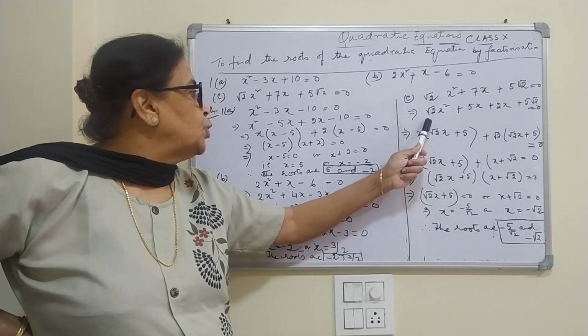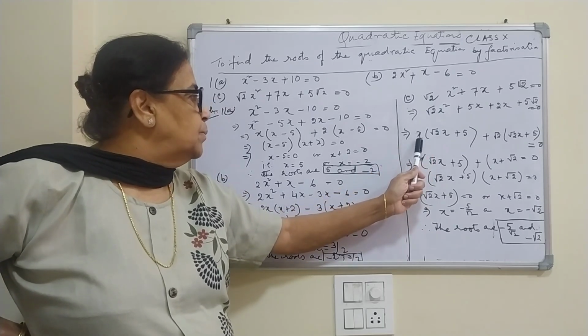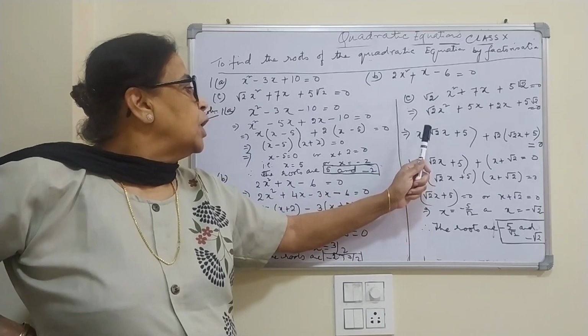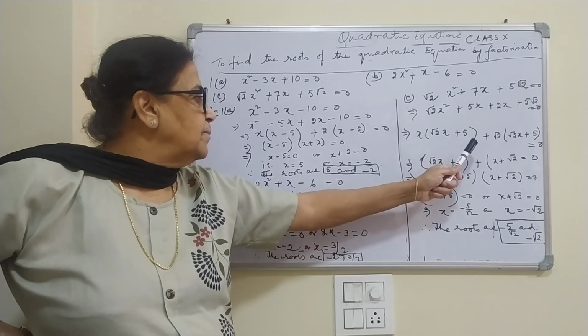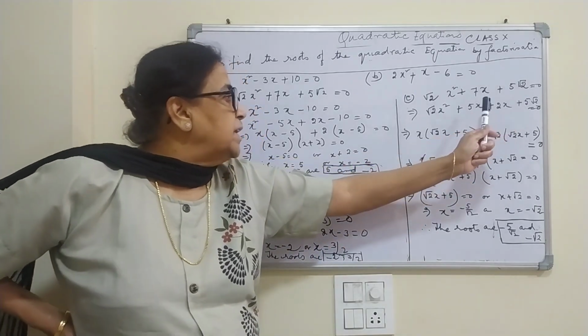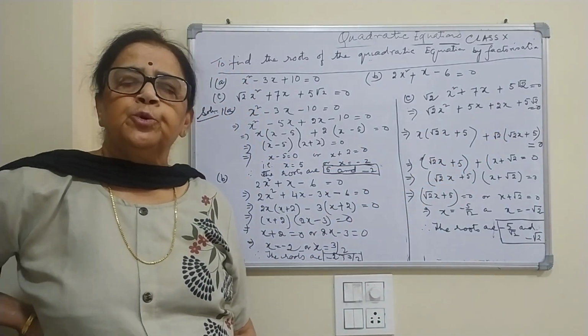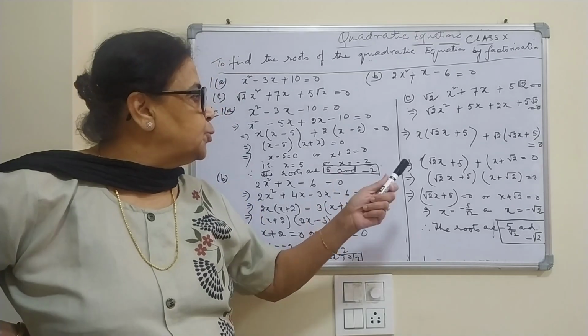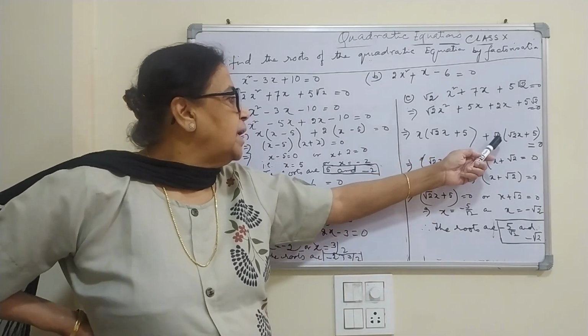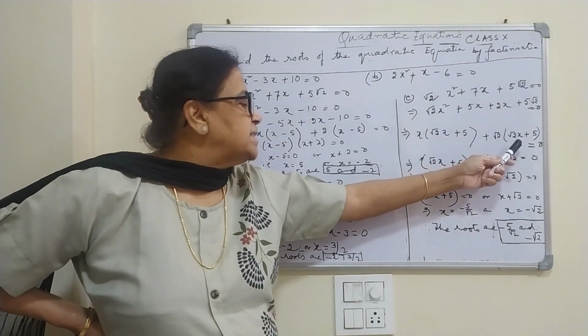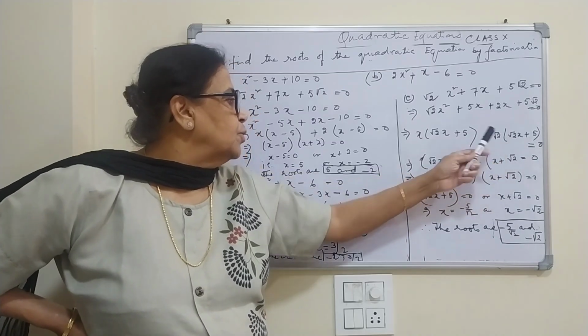Now I take root 2 common, I take x common, then I remain with root 2x plus 5 plus... From these two, what can you take common? 2 is root 2 into root 2, so I can take root 2 common. It is root 2x plus 5 is equal to 0.